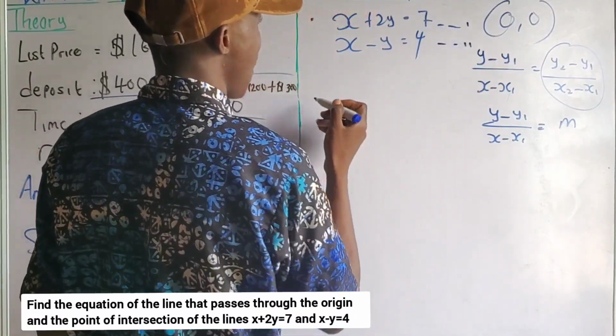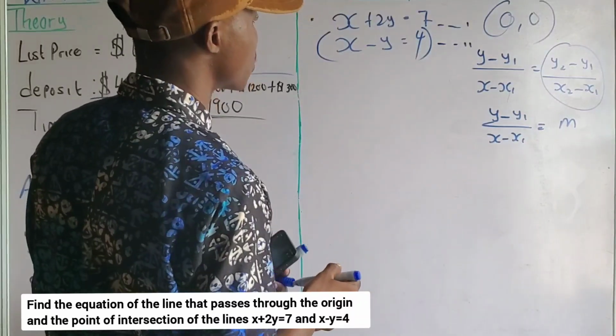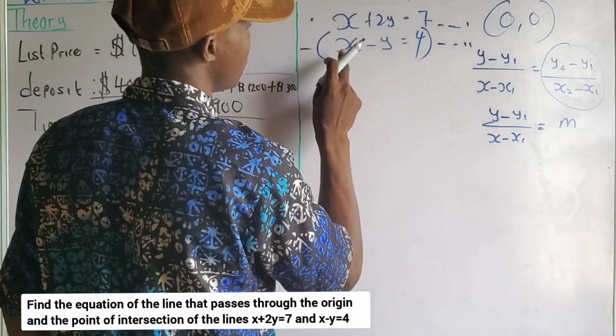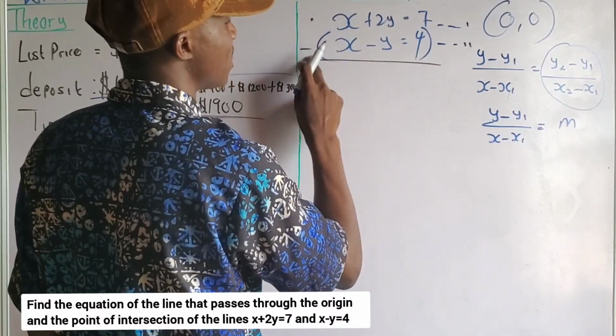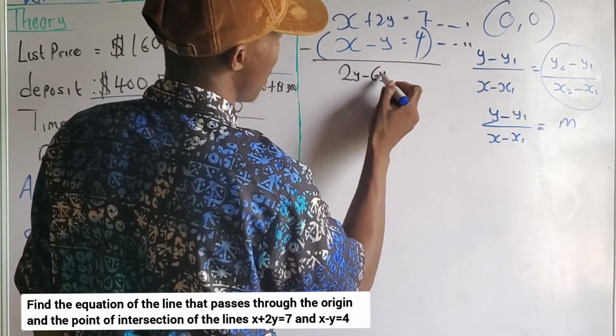This is equation 2. Now, to solve this, just subtract equation 2 from equation 1. So I'm going to have x minus x, which is 0, right? So 2y minus y. 2y minus y equals to what?